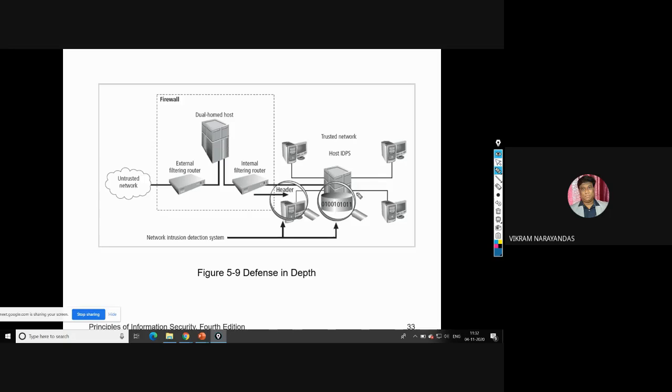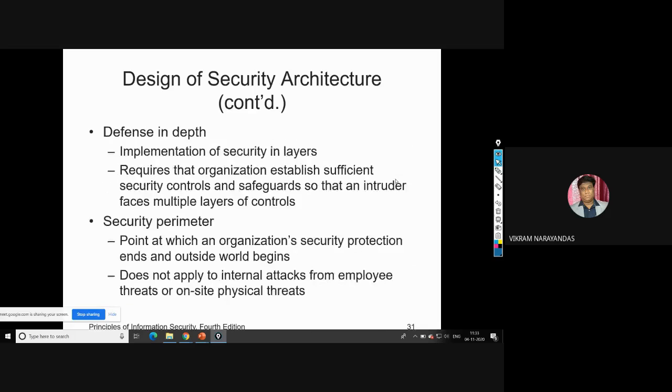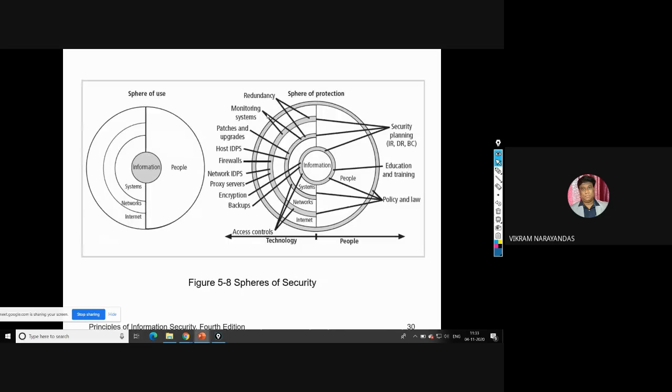So these firewalls are based on some particular rules. Firewalls are usually placed on a security perimeter. I said already, firewalls are placed on the security perimeter. If you go to the previous diagram, you can see the security perimeter here. The firewalls are placed on the security perimeter of your organization.